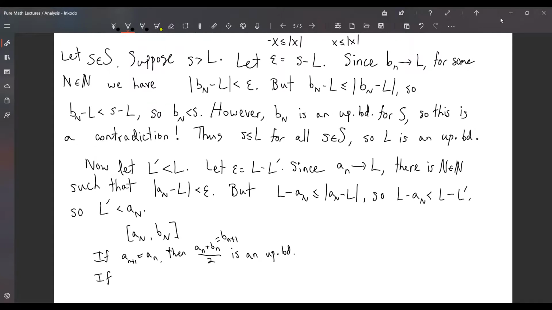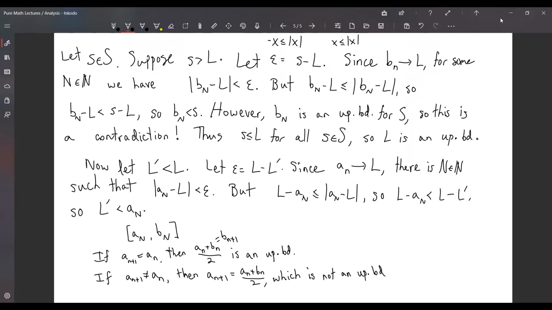But if a sub n plus 1 changes, then a sub n plus 1 is a sub n plus b sub n over 2, which is not an upper bound, because that's why we're changing a, right? If this average is an upper bound, then it becomes a b, but if it's not an upper bound, it becomes an a. So all the a sub n are not upper bounds by induction.